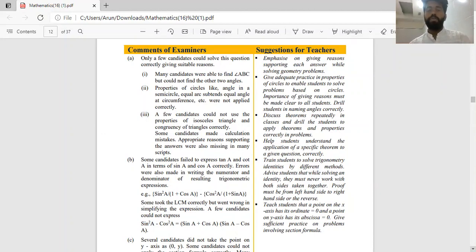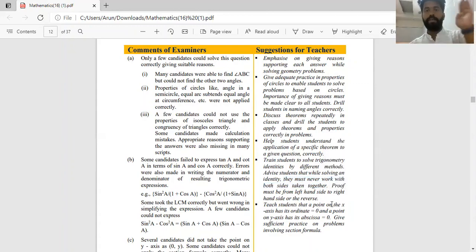So to solve the trigonometry questions, I'll just tell you that you need to know how to express secondary ratios into primary ratios. All right, there are various methods that you can use to solve trigonometry sums. First thing that you need to keep in mind is you must never work with both the sides taken together. Proof must be from left hand side to right hand side or the reverse.